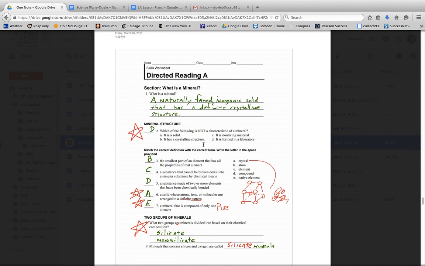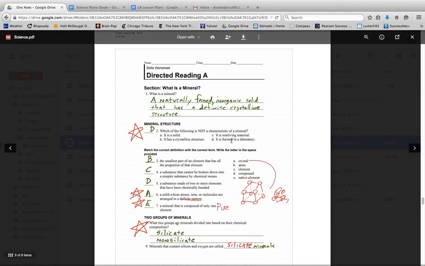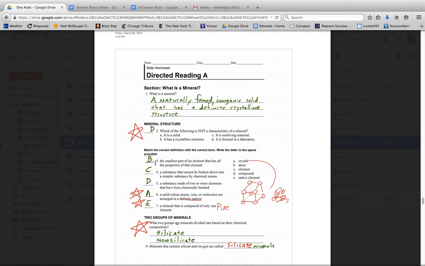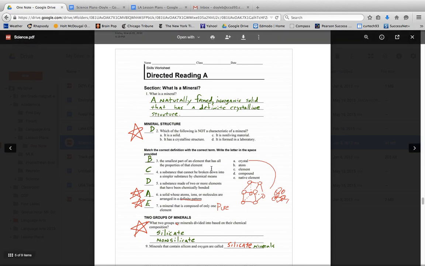Two, which of the following is not a characteristic of a mineral? That's D. It's found in a laboratory because minerals are always naturally formed. So if it's formed in a laboratory, that would mean that it's man-made. Three is B, an atom, the smallest part of an element that has all the properties of that element. It's an atom.